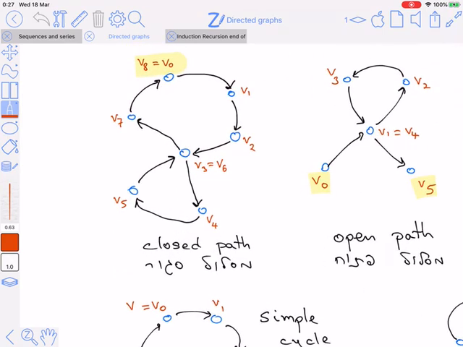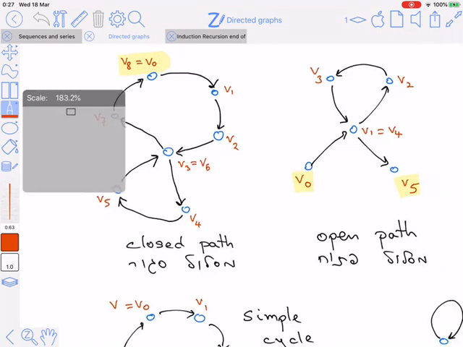The first example is of a closed path. We start with V0, we go to V1, to V2, to V3, to V4, to V5, to V6, which equals V3. We continue to V7, we return to V8, which equals V0. The first and the last vertex in the path are the same, and therefore this path is closed.